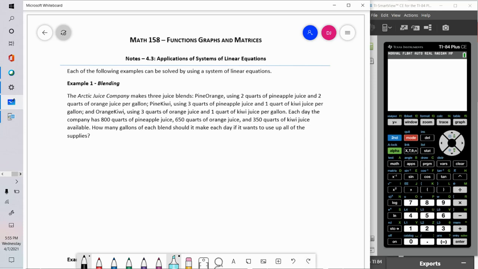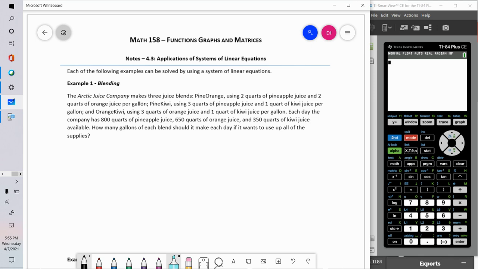Okay, welcome to Math 158, Functions, Graphs, and Matrices. This is section 4.3. We're going to look at a few application problems on systems of linear equations. Throughout this lesson, the method of solution I'm going to use primarily is the augmented matrices that we learned in the previous section 4.2, using the graphing calculator. Okay, so that's going to be the simplest way to handle some of these.